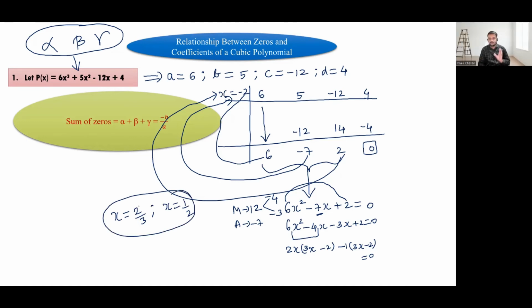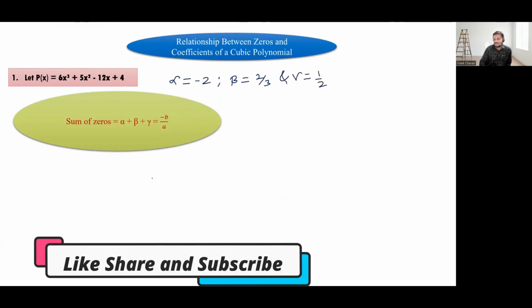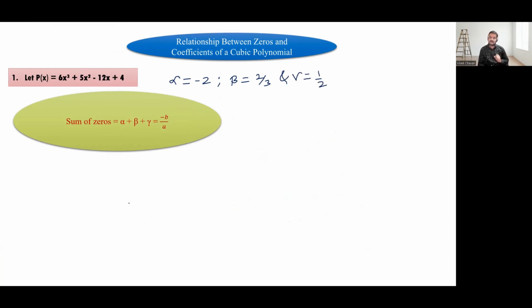One zero is 2 by 3, another is 1 by 2, and the third we found in the beginning, it is minus 2. Keep this in mind. I will erase everything on the screen now. So what is the value of alpha? It is minus 2. What is the value of beta? It is 2 by 3. And what is the value of gamma? It is 1 by 2. Is it clear to everyone till here? Any doubt?